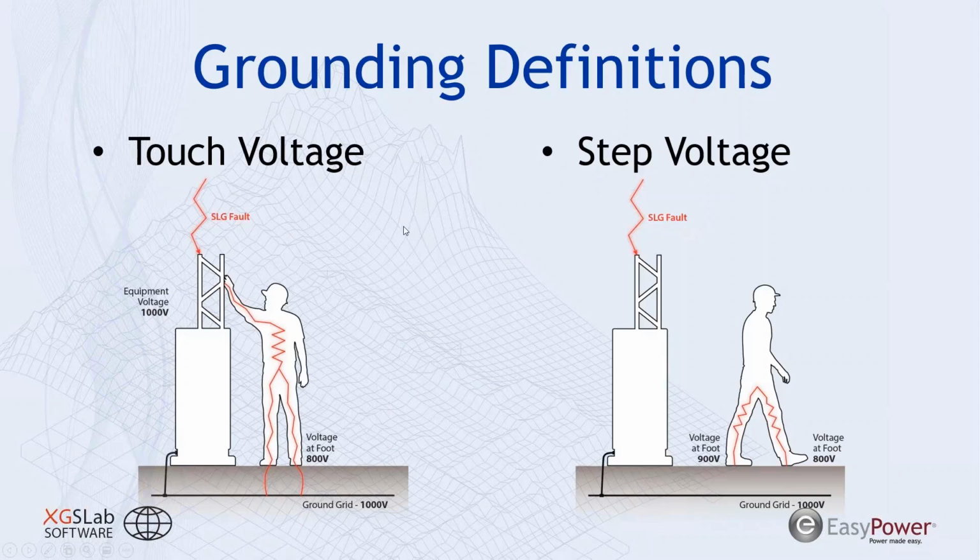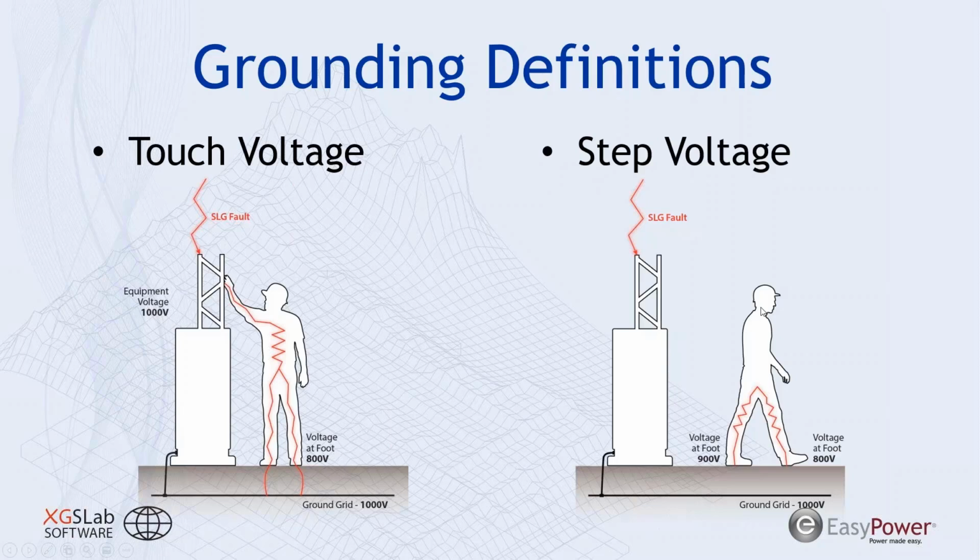We have a fault occur and the grounded equipment in a station is elevated to 1,000 volts. An individual is touching one component of this system and their feet are at a different voltage potential from that ground potential rise. So in this example, the individual has 1,000 volts at their hand and 800 at their feet. So there's a total of a 200 volt difference. That is the 200 volt touch voltage.